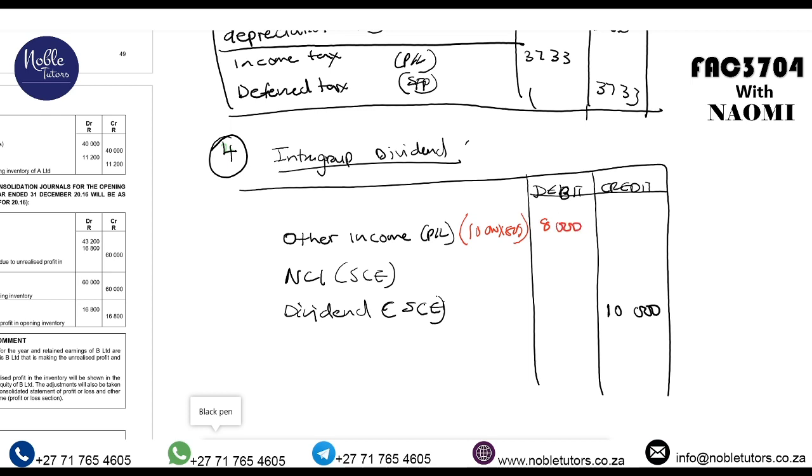This is reversed. Then for NCI, just like I was saying in the beginning, we have 20%. Here I'm accounting for dividend. Remember, dividend decreases equity, right? This is elimination, this is accounting, and this is also elimination. I eliminate this account for this. All right, that is that.